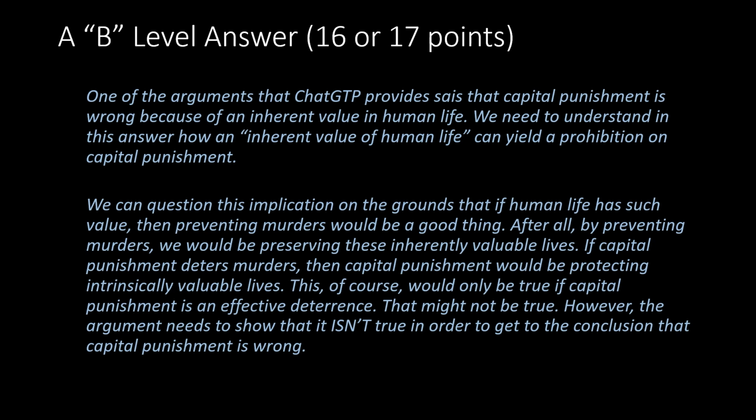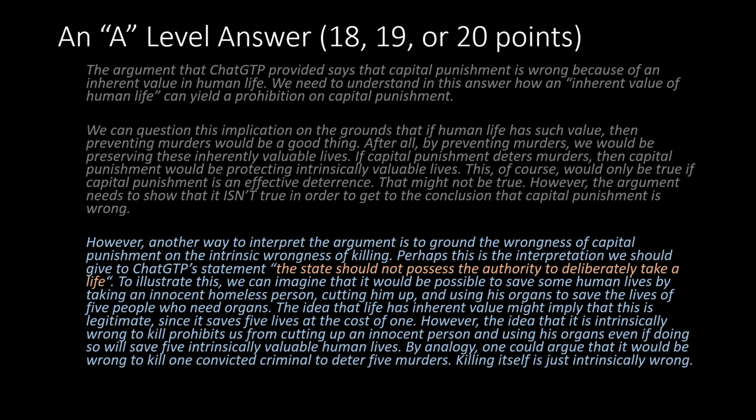For my example of an A-level answer, I'm going to use the B-level answer and then just take the argument a bit further. In this A-level response, the author assesses the merits of their own response. The author adds the following, quote, however, another way to interpret the argument is to ground the wrongness of capital punishment on the intrinsic wrongness of killing. Perhaps this is the interpretation we should give to ChatGPT's statement, quote, the state should not possess the authority to deliberately take a life, end quote.